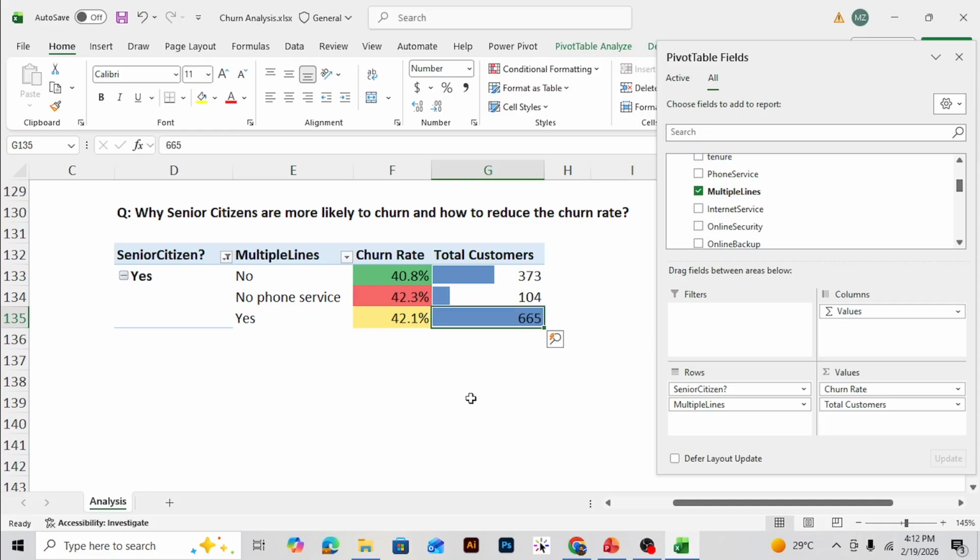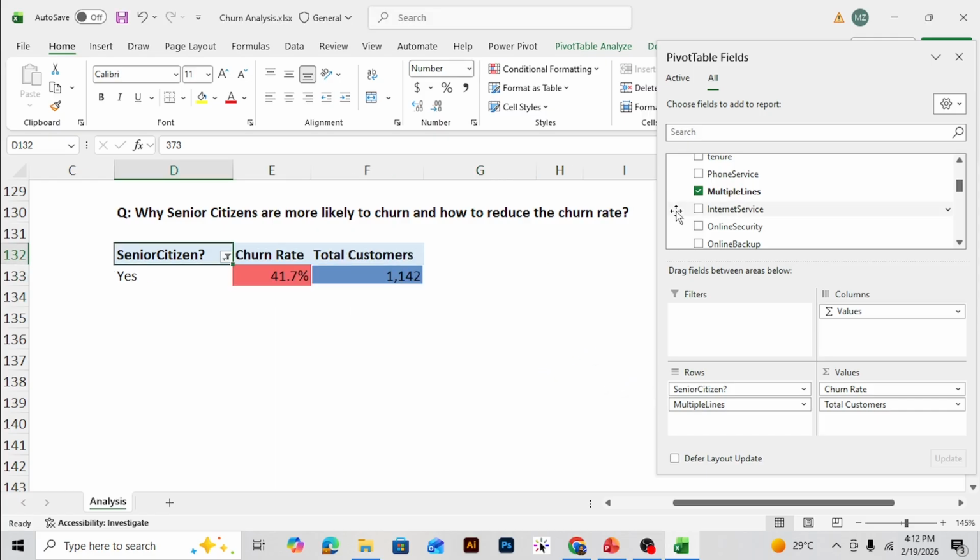But the number of customers who are using multiple lines is 665, whereas those who are not using multiple lines number 373. So we need to figure out what problems lie with multiple lines also, because the churn rate is much higher among those who are using multiple lines.